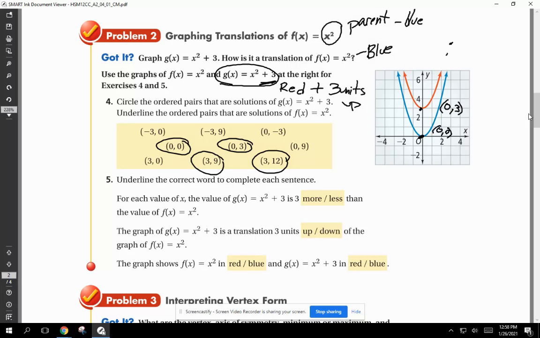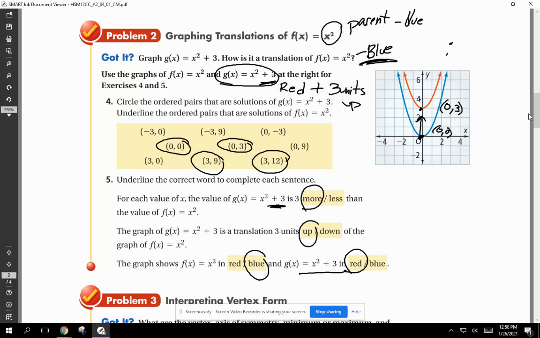For each of the values of x, the value of g of x equals x squared plus 3 is 3 more or 3 less. Well, it says plus 3, so it's going to be 3 more. The graph of g of x, x squared plus 3, is a translation of 3 units what? How much does this go up or down? Well, it looks like it's 3 units up. The graph of the function f of x equals x squared is in red or blue? Well, we already described that. It's in blue. The new function is in red, right here.